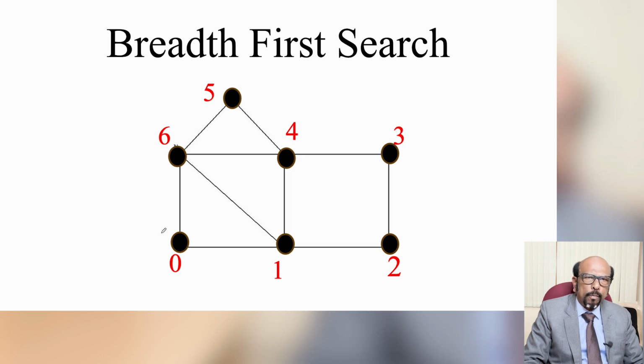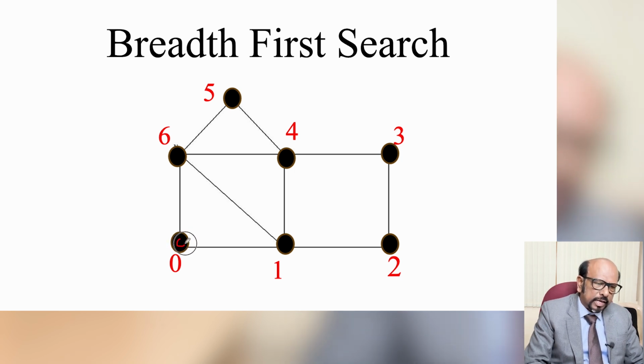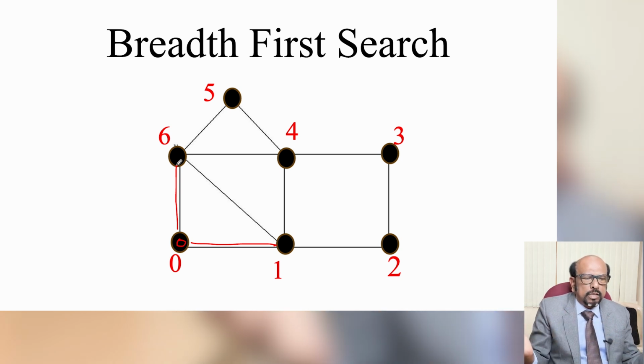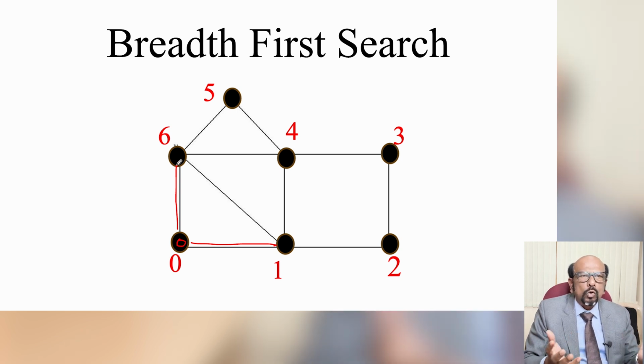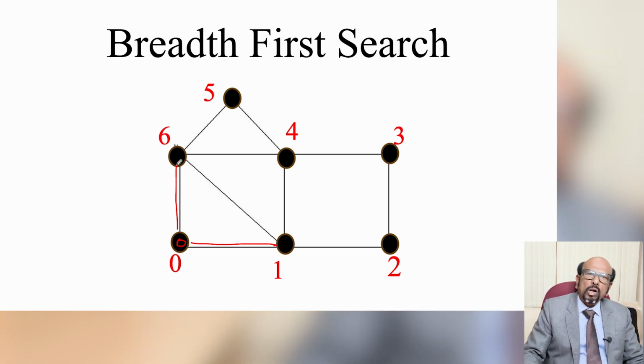Breadth first search proposes that this is the initial state. 0 is the initial state. What are all the ones which are available nearby, the neighbors? Breadth means neighbors. So the neighbors are 1 and 6. Initially you must search whether 1 has the medicine. If not, then whether 6 has the medicine. So they are neighbors. Neighbors are nodes at a distance of 1.